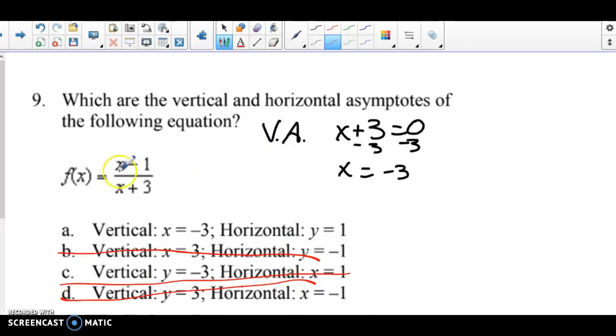Let's check to make sure on my horizontal asymptote. For a horizontal asymptote, you look at your exponents. My exponents are the same, so I make a fraction with my leading coefficients. They both happen to be 1, so y equals 1 is my horizontal asymptote.